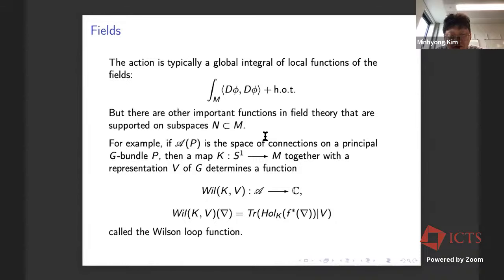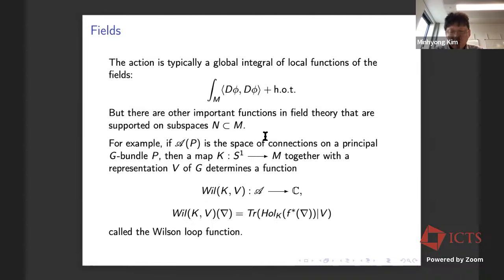And then the submanifold might be a knot, or we can be slightly more general, and consider a map from the circle to the manifold. And that's what I'm denoting by K. If you further fix a finite dimensional representation of the group G, under which you have the principal bundle P. So G might typically be a compact Lie group. In usual physics, SU2 is an important case. And you just fix a finite dimensional representation like the standard representation of SU2. Then you get a function of fields again.